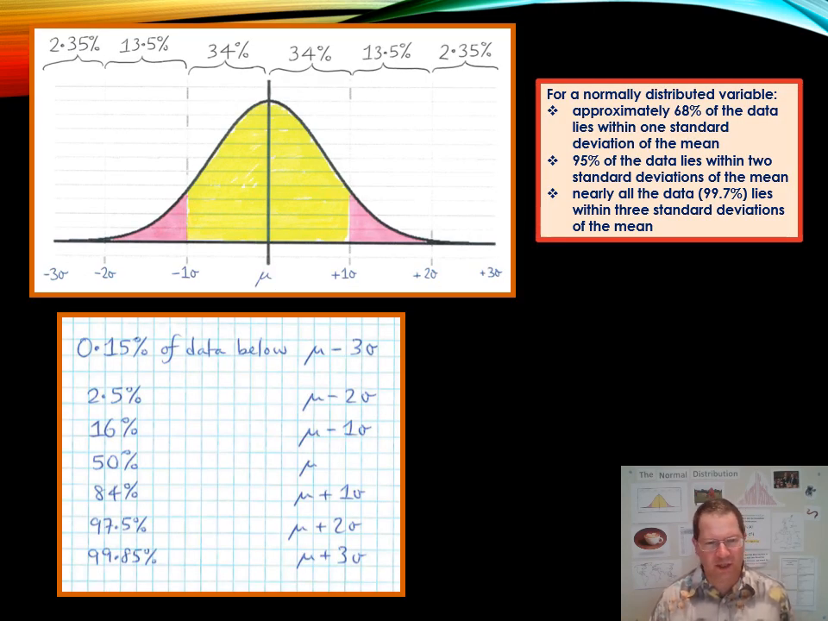And then if you wanted to look at it cumulatively, 0.15% of the data is below the mean -3 standard deviations. 2.5%, that's the 2.35 plus the 0.15, is below the mean take away 2 standard deviations. 16% of the data, that's the 0.15, the 2.5 and the 13.5, is below the mean -1 standard deviation. 50% is below the mean. 84% is below the mean +1 standard deviation. 97.5% is below the mean +2 standard deviations, and 99.85% of the data is below the mean +3 standard deviations.